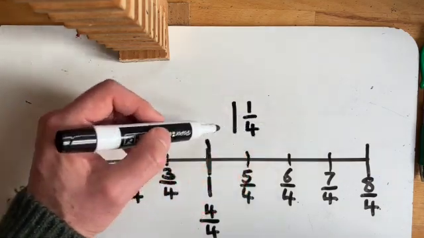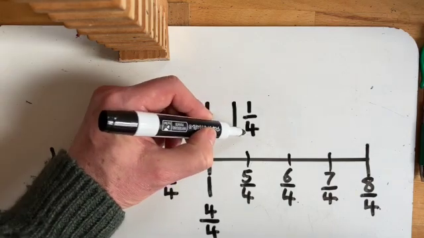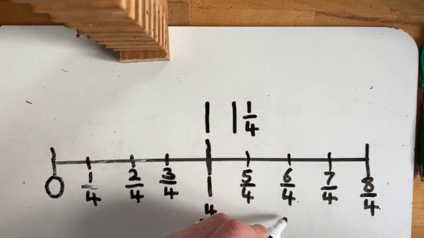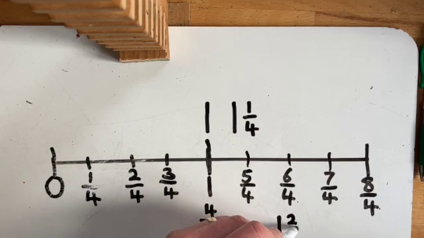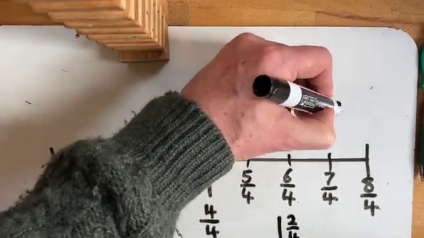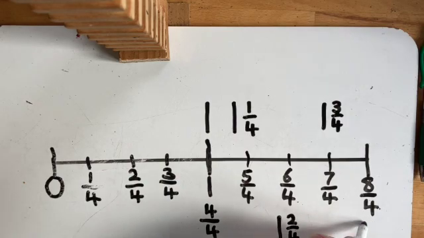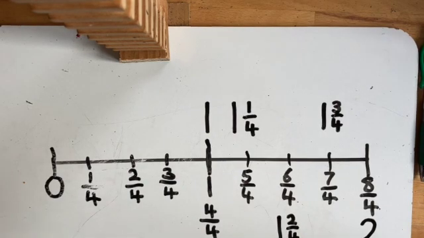We can carry on counting using mixed numbers as well. So we've got 1 whole here, 1 and 1/4. I'll do it on the bottom so we can see better. 1 and 2 quarters, 1 and 3 quarters. And this one, 8 quarters, can be written as 2 whole.